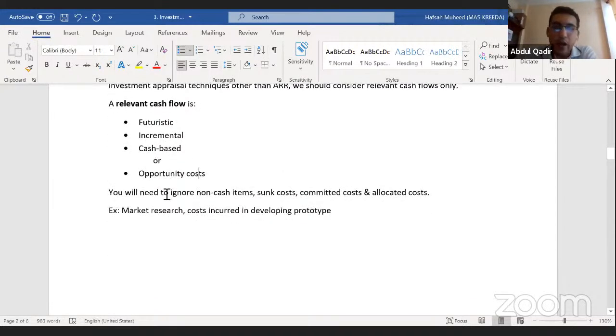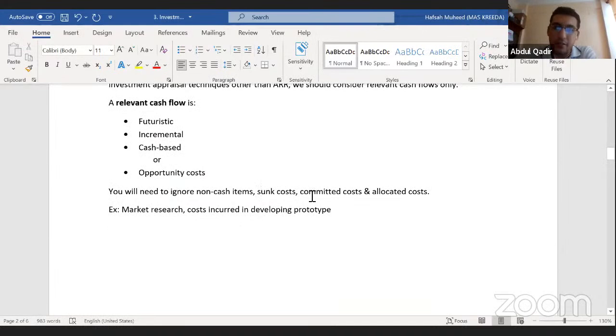You will need to ignore non-cash items like sunk costs, committed costs, and allocated costs, right? An example you would have seen is in the question, they will say the company did market research before you implement the project, and based on the market research, they decided not to go ahead with the project. That cost has already been incurred. You can't recover that in any form, right? So that is called a sunk cost, where you have already spent on it, you can't recover it.